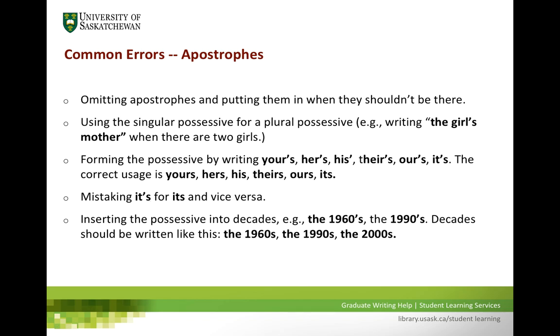And so one way to avoid making this mistake is to just simply not use the contraction it's, it apostrophe s. Always write it is. And otherwise, when you're using its for the possessive, then you'll know that you've written it correctly.